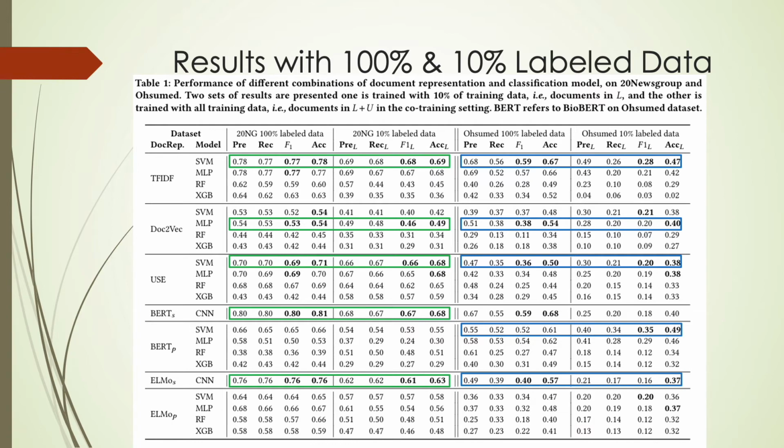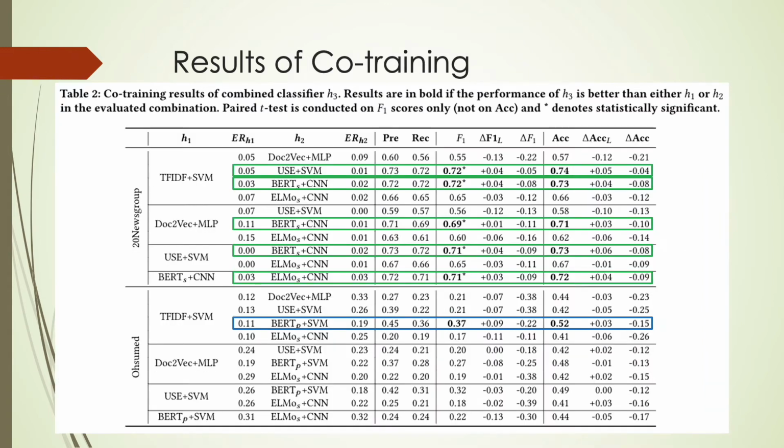As some of the models give very poor results, we only choose the best performing classification model for each of the 5 document representations, that is, those that are already highlighted by the boxes. Then we will conduct co-training on this set of classifiers. With 5 document representations, we will have 10 combinations of H1 and H2 for co-training for each dataset. The upper region reports on 20 Newsgroup, the lower region reports on OnlyZooMed.